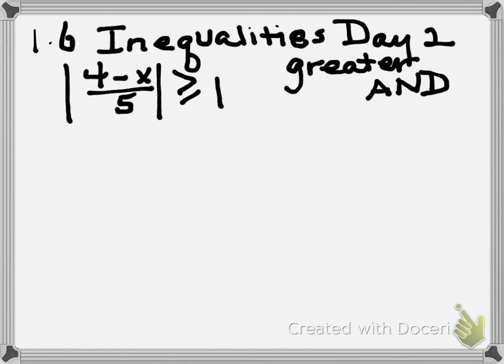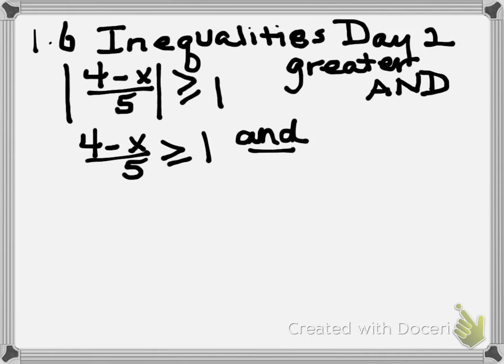So we start out with (4 minus x) over 5 is greater than or equal to 1, and that's the key, the connective word between them. (4 minus x) over 5 is less than or equal to negative 1. So it's greater than or equal to 1 or less than or equal to negative 1.